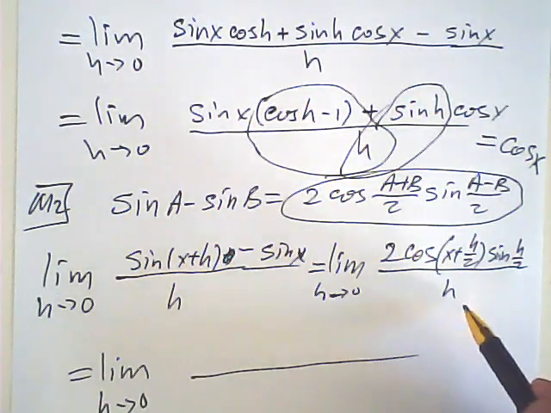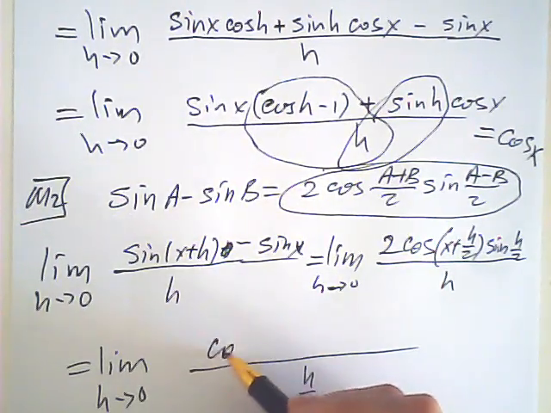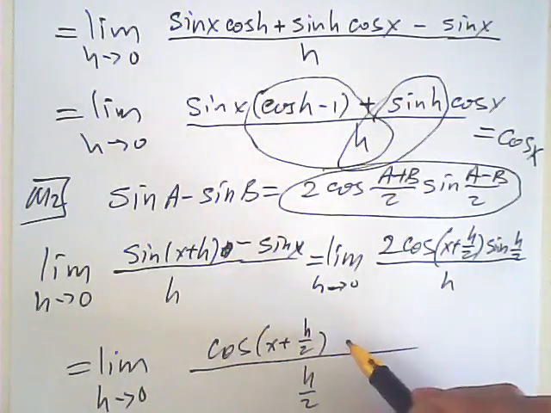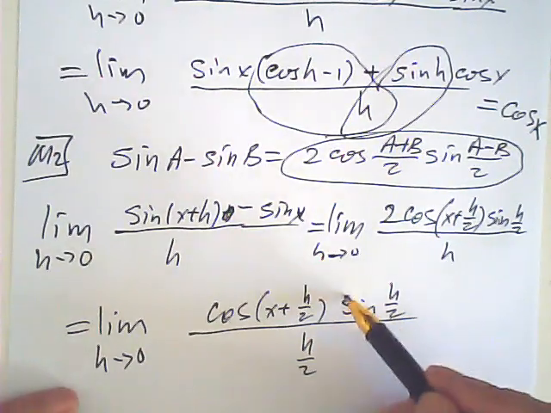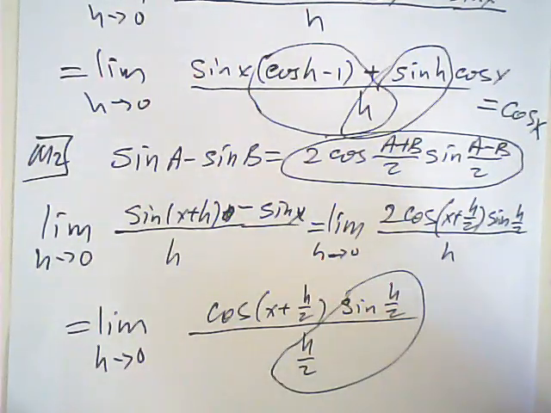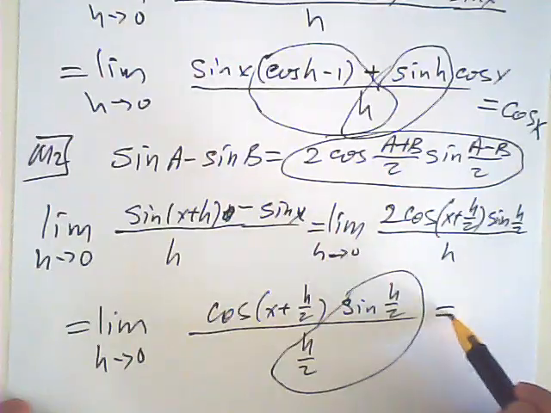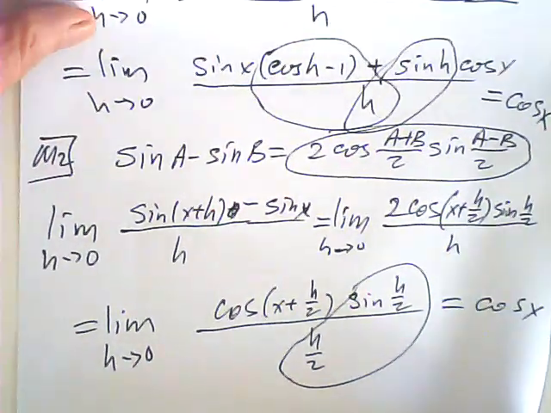I can move this over there because of the half h. This is cosine of x plus h over 2 times sine of h over 2 over h over 2. So this limit is equal to 1. When h goes to 0, this cosine becomes cosine x. So that is method 2. Now method 3.